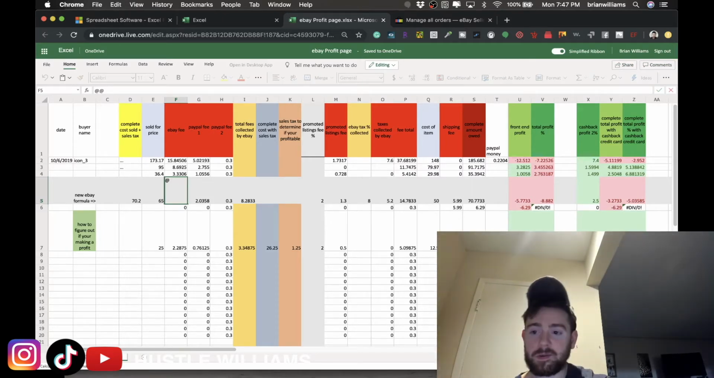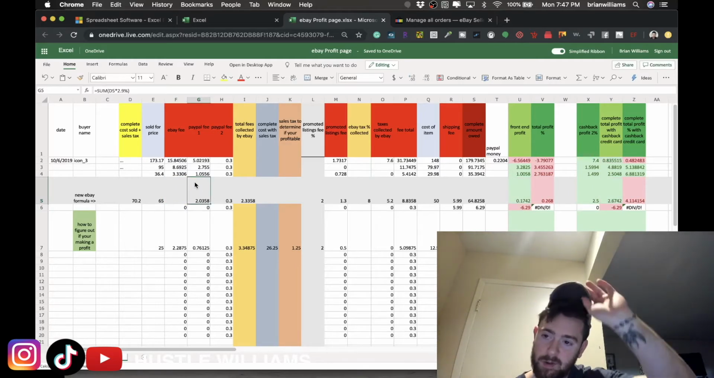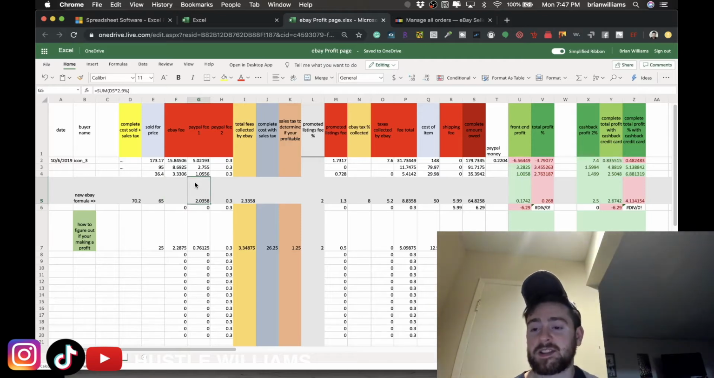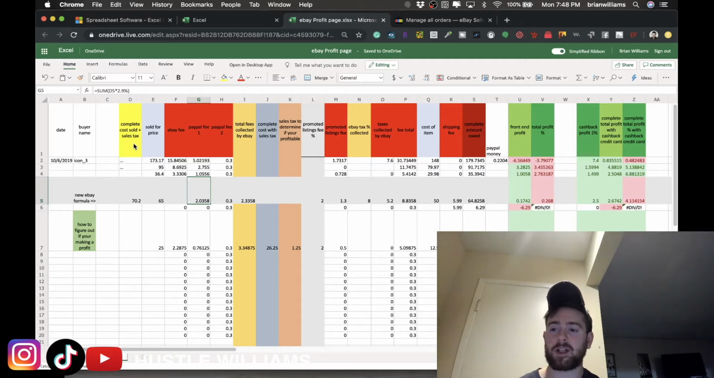The actual number that changes is going to be this over here, which is your PayPal fee number 1. So this was pretty interesting. What we found with this was that the PayPal fee is now being multiplied by the complete cost plus the sales tax, because that is all the money that is going into PayPal. So therefore, PayPal is going to be multiplying their percentage by that number. So we got it to be 2.9 times the complete cost sold plus the sales tax. The complete cost sold and the sales tax was 70.2. When you multiply that by 2.9, you get $2.03.